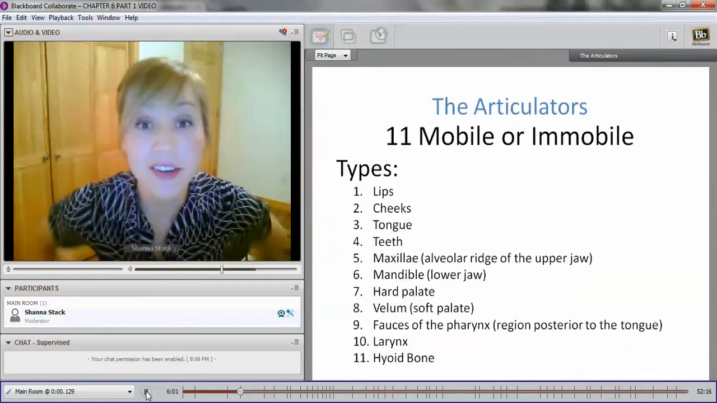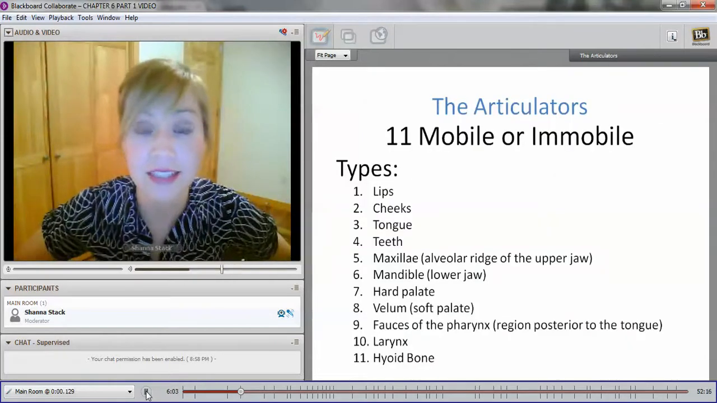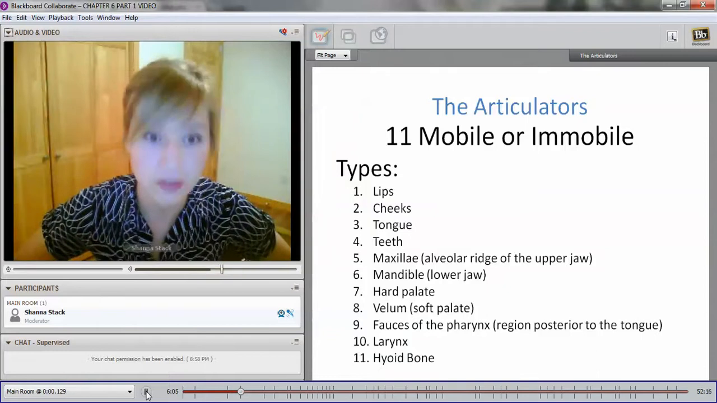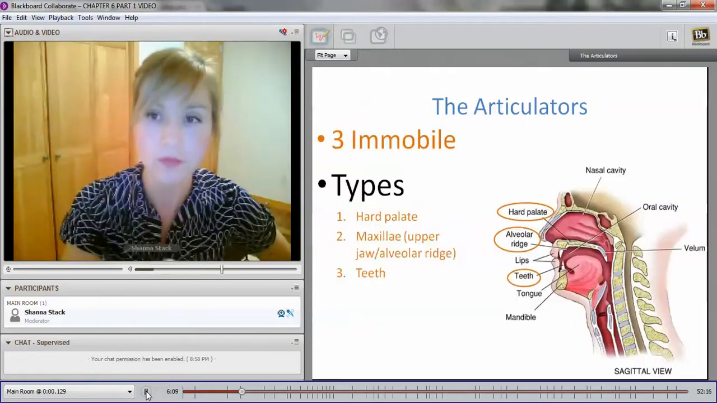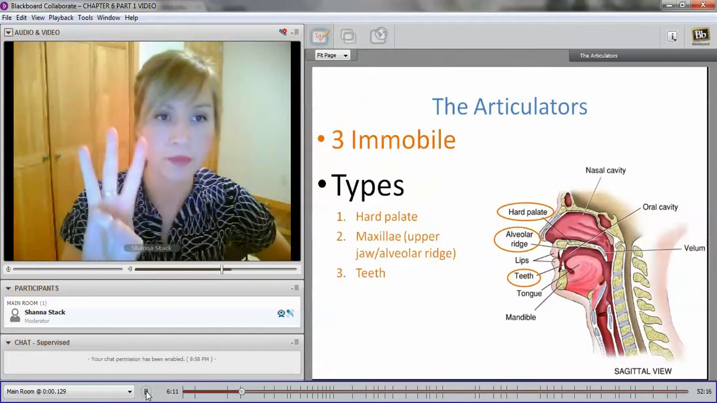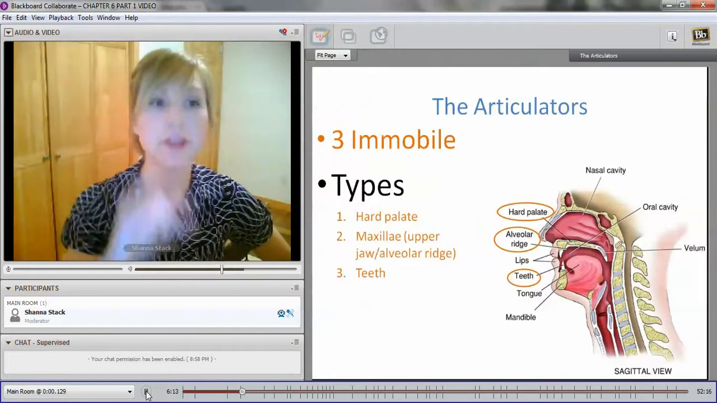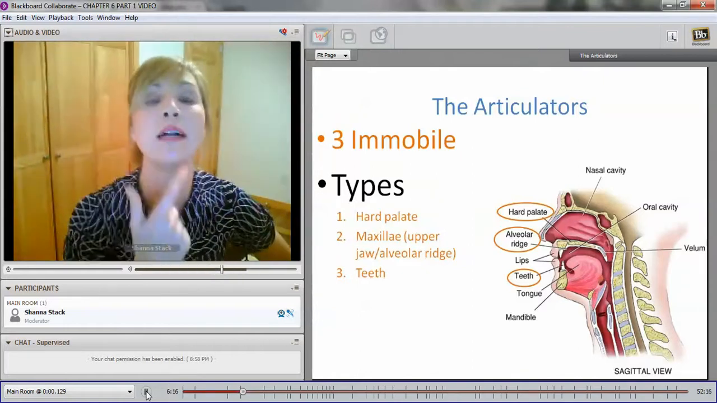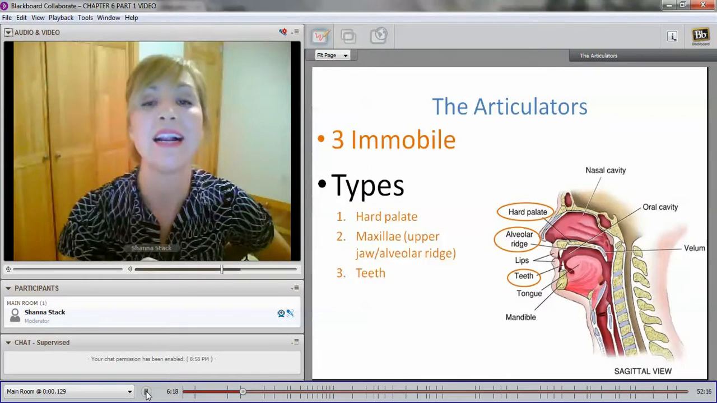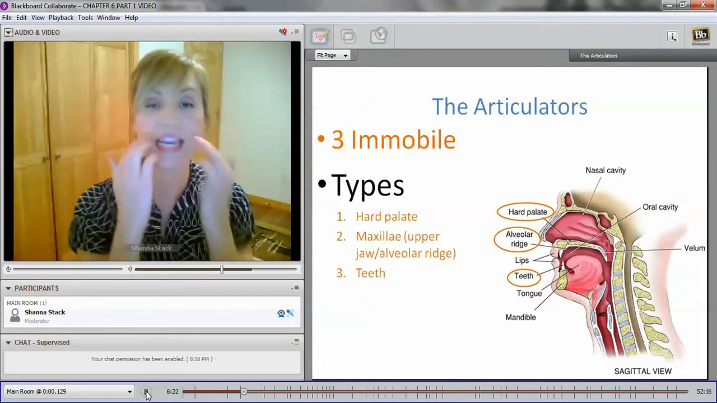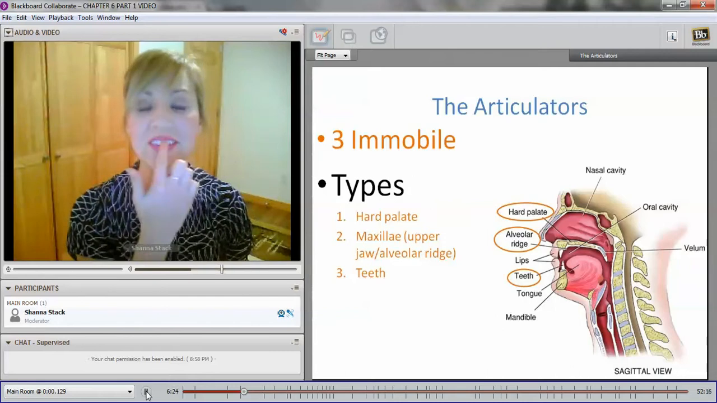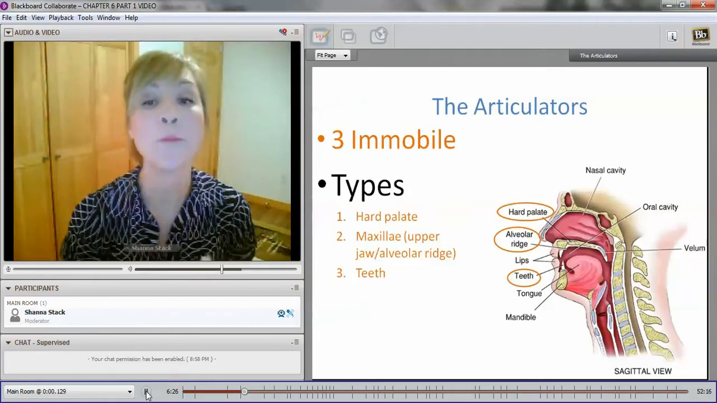All right, so here is our fancy list, and there's the 11. I'm going to break them down into mobile and immobile for you. So we have 3 immobile. One is our hard palate, and you can actually rub your tongue on your hard palate. The next one is your upper jaw, your maxilla, right here. And then your teeth, both your upper and lower teeth, are immobile articulators.